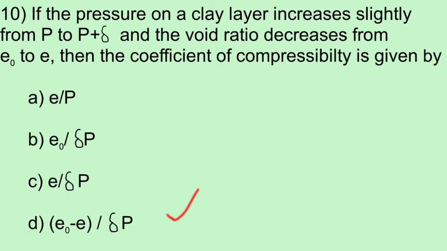If the pressure on a clay layer increases slightly from P to P plus delta P and the void ratio decreases from e0 to e, then the coefficient of compressibility is given by e0 minus e whole divided by delta P. That is delta e divided by delta P.